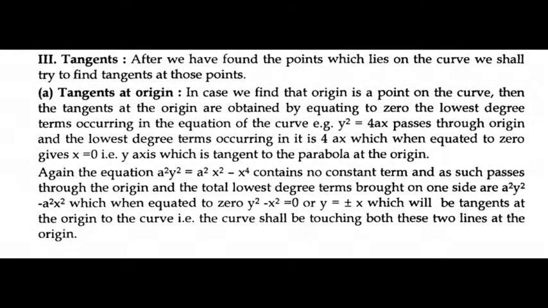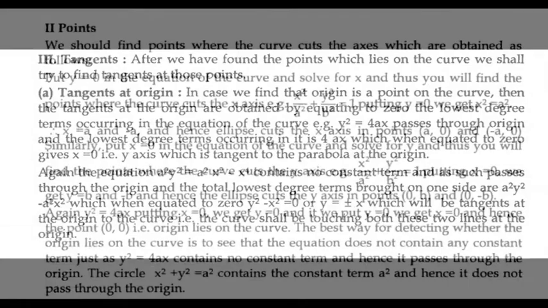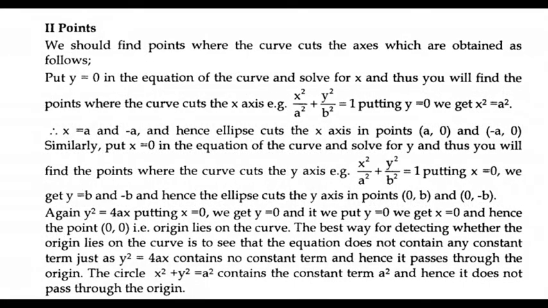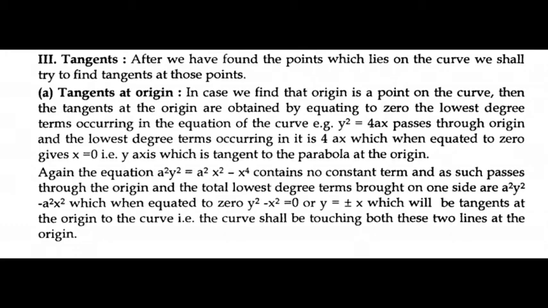The third point to remember while tracing the curves is about finding the tangents. How to find the tangents at those points? First find the points where this curve cuts. The next step is how to find the tangents at those points. Tangents at origin: in this case, origin is a point on the curve, then the tangents at the origin are obtained by equating the lowest degree terms occurring in the equation of the curve to zero. To find the tangents at the origin, just listen once again.